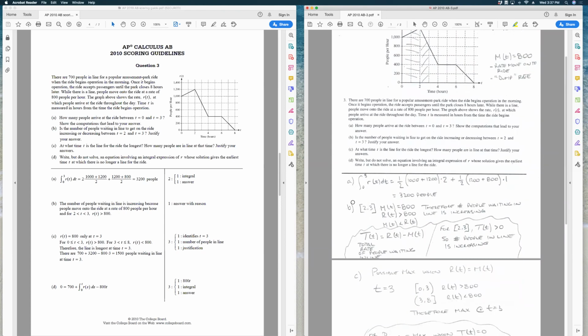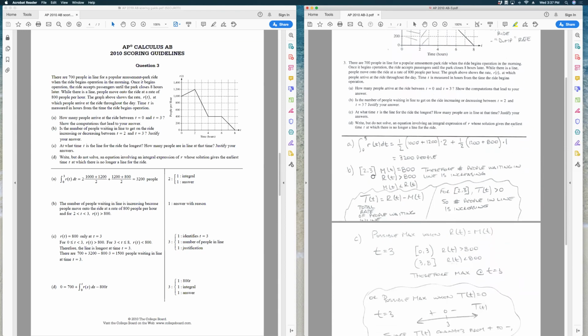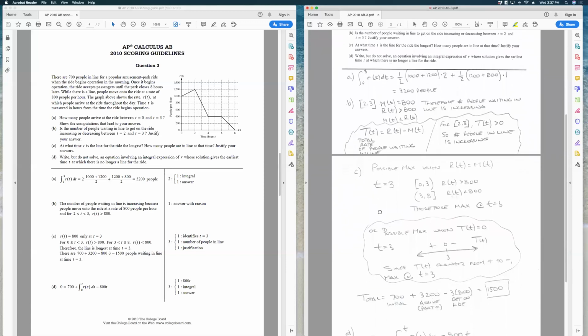Part C, at what time is the ride the longest? How many people are in line at that time? Okay, if you're looking for when the ride's the longest, you're looking for a maximum. And how do you find maximums? Well, you set the derivative equal to 0. Well, that's what I did. Let me show you what I did first.